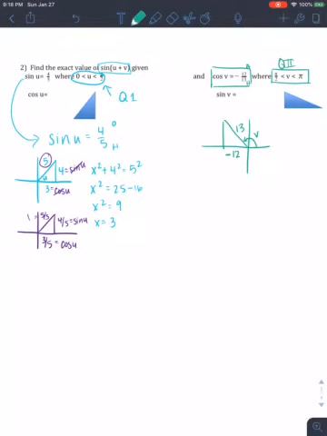How do I solve for the third side here? Pythagorean. So negative 12 squared plus y squared is equal to 13 squared. So 144 plus y squared is equal to 169. So y squared is equal to 25. Now take the square root. y is equal to 5.